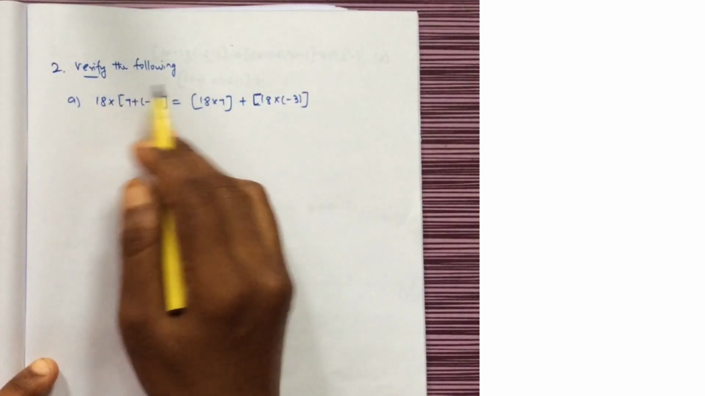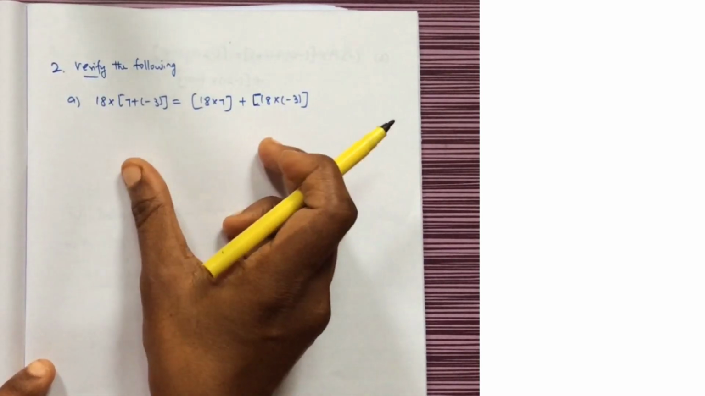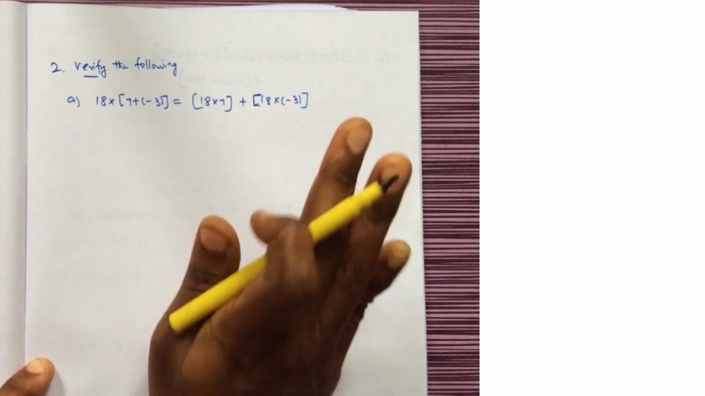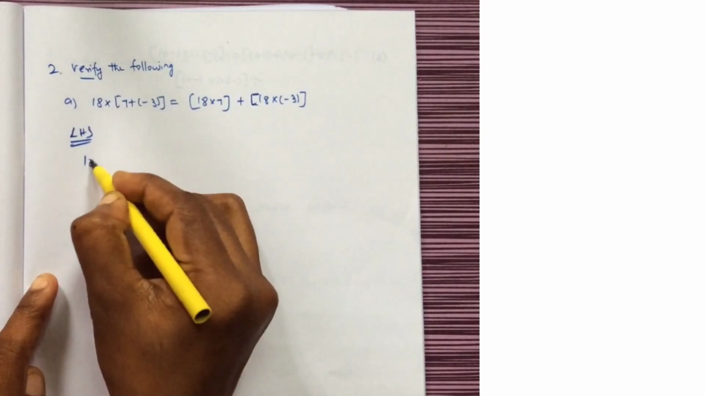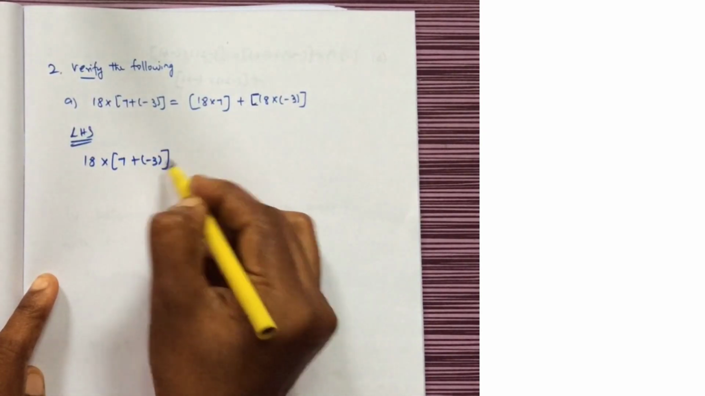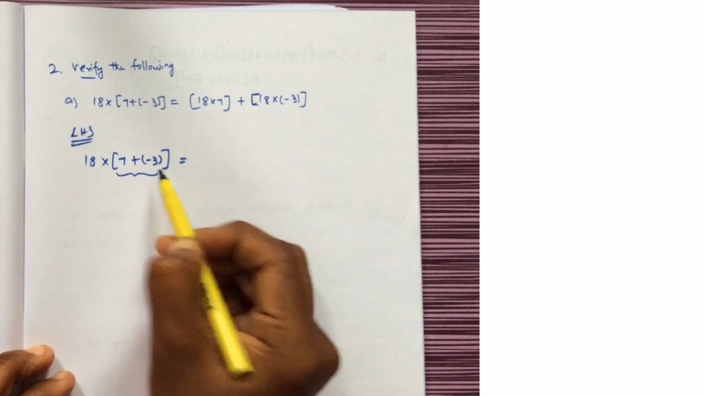The next problem is, verify the following. So this we have to verify. First you have to take the left hand side, solve it, and take the right hand side and solve it, check whether they are equal. Let me take the left hand side. This is 18 multiplied by 7 plus of minus 3. Okay. First you have to solve whichever is inside the bracket.